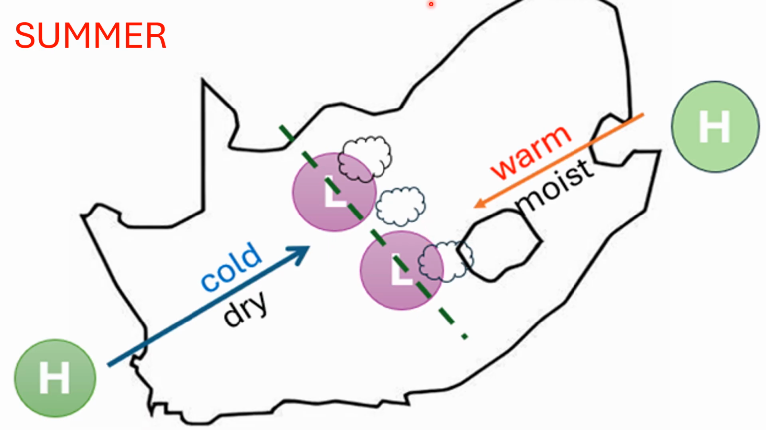So, quick summary of what is required. Low pressure over the interior of the country, cold and dry air from the southwest that is coming from the South Atlantic high pressure cell. You need warm and moist air from the northeast that is supplied by the South Indian high pressure. Those two different air masses will meet at the interior of the country to form what is called a moisture front.